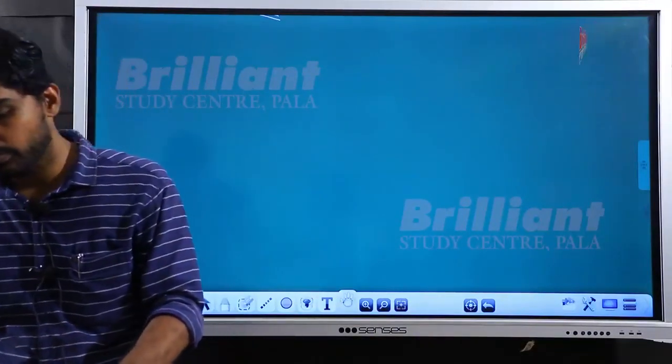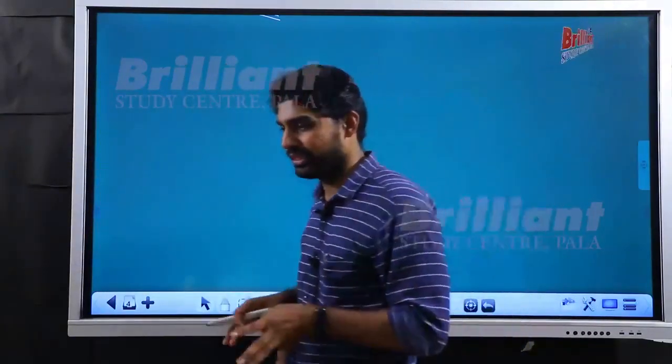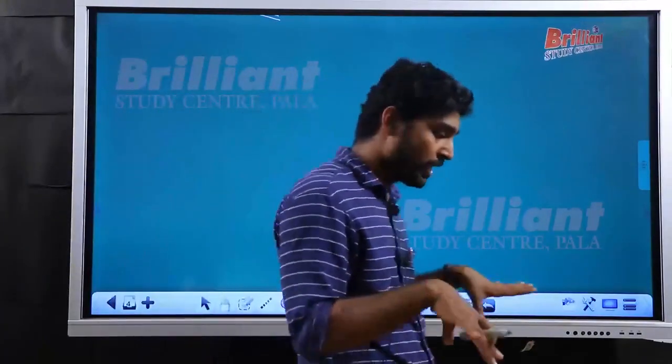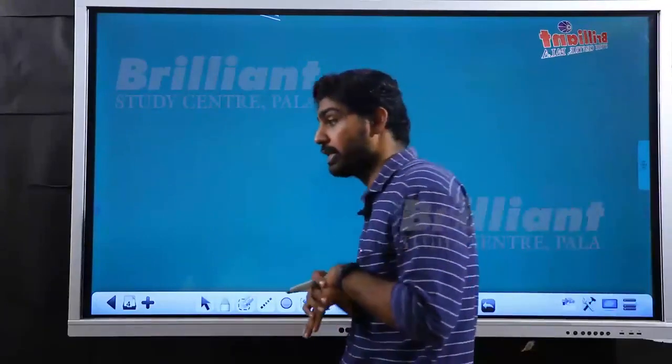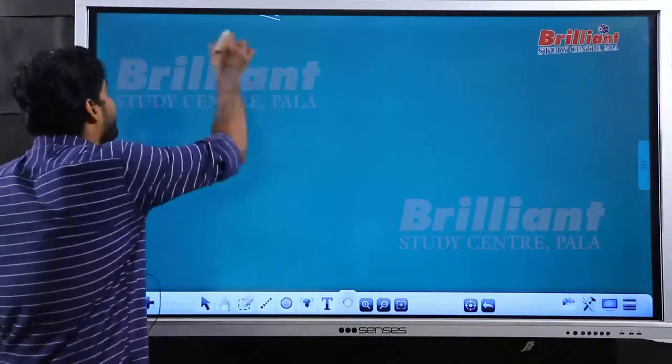Now, we are going to discuss about the measurement of some important fundamental quantities. We are going to discuss about the measurement of length. We are going to discuss about the measurement of mass. We are going to discuss about the measurement of time. Now, we'll begin with the measurement of length.